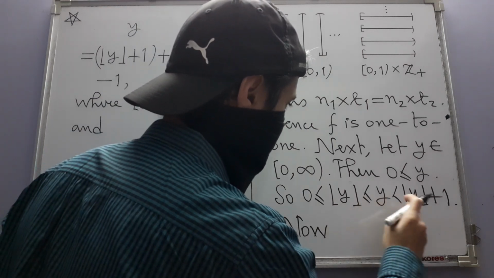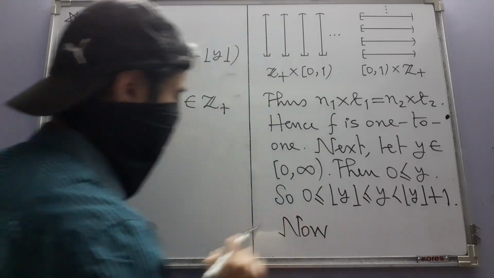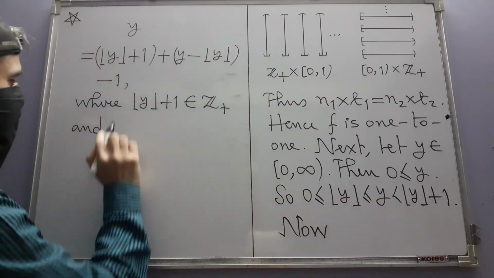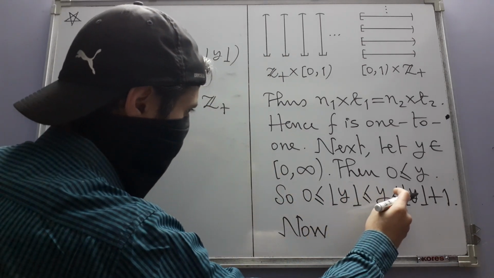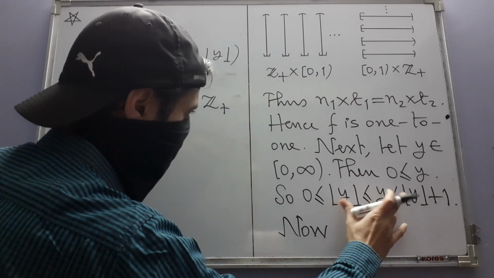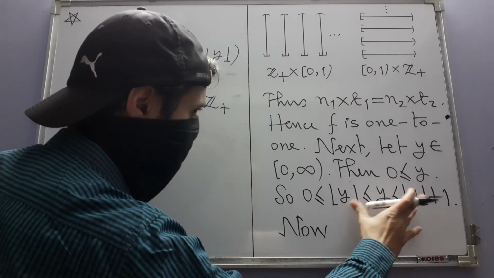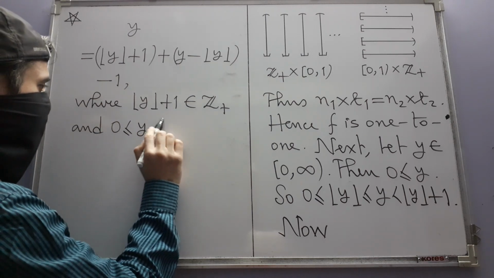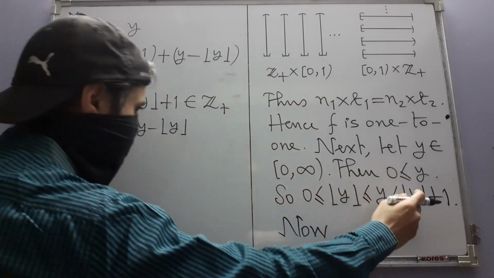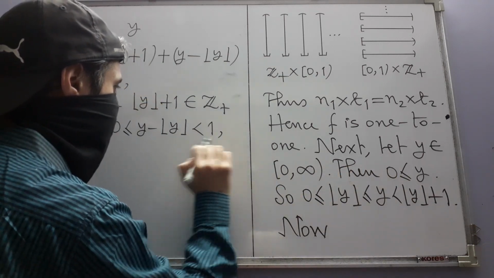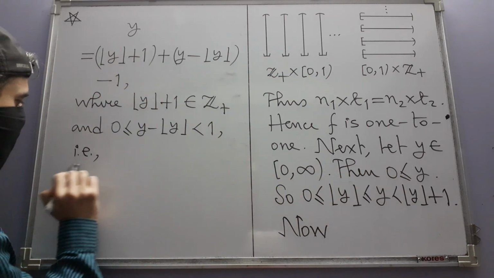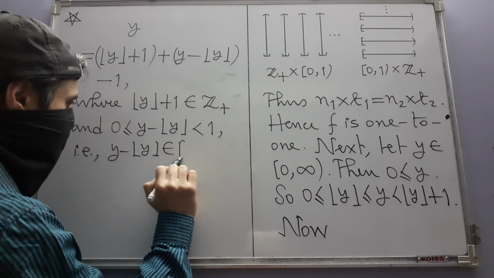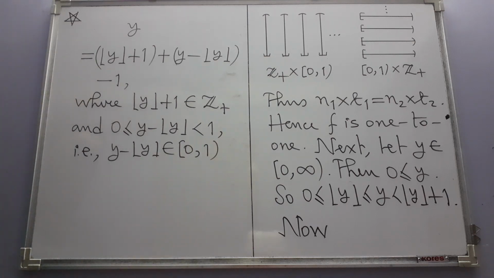now what can you say about these inequalities? I mean, what can you say about this using these inequalities? If you subtract floor y from y, then these last two inequalities give you this. This one is strict, i.e. y minus floor y belongs to this half open interval.